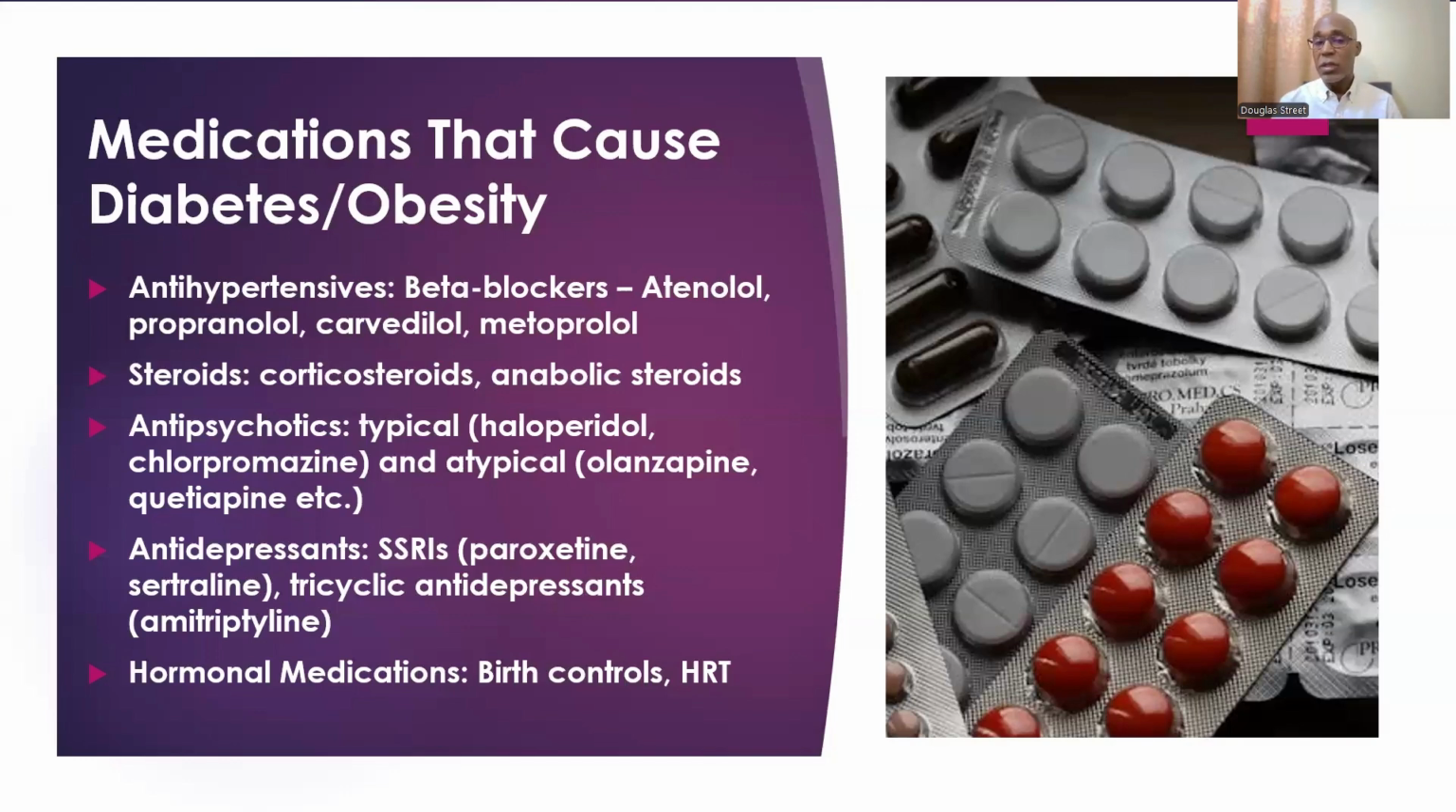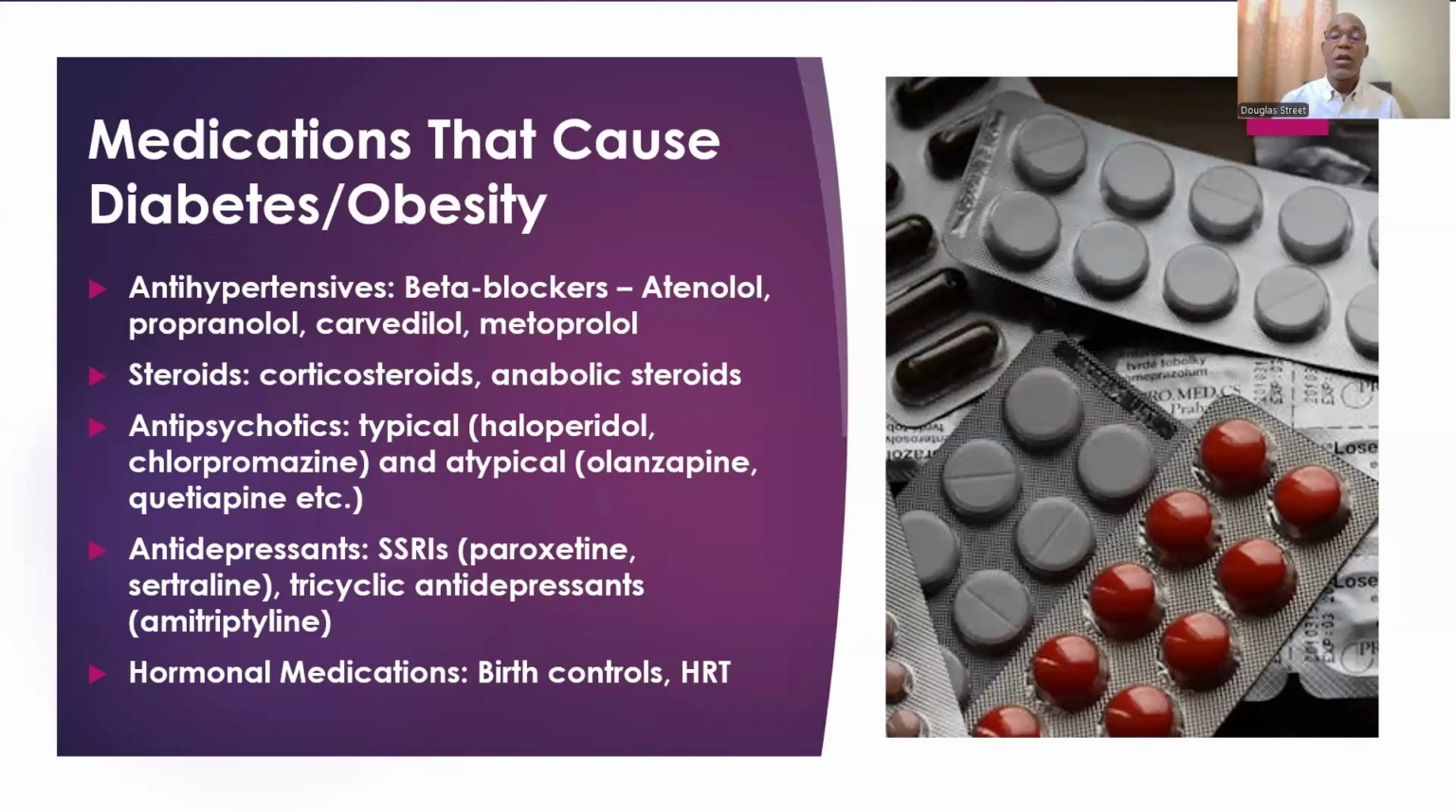So the typical ones include haloperidol and chlorpromazine, and the atypical olanzapine and quetiapine. The antidepressants, one of the more commonly prescribed medications, also contribute to the development of diabetes and obesity. And these include medications like fluoxetine, paroxetine, and sertraline. The tricyclic antidepressants, not so commonly used these days for depression, but they may be used for other conditions. And these also can contribute to weight gain and development of diabetes.